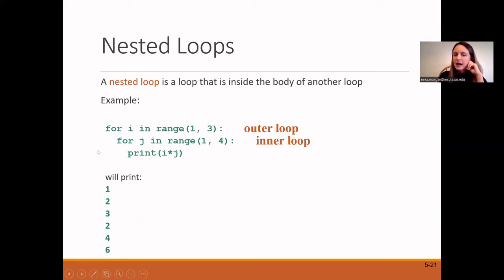Whenever we finish this entire inner loop, we'll come back up to the outer loop. Now we would increment and I would equal 2. When we come back inside here, we run through everything of J again, 1, 2, 3. The difference is the second time we go through this, I would be 2. So we would have 2 times 1, 2 times 2, 2 times 3. That's where we get this second set of output, 2, 4, 6.